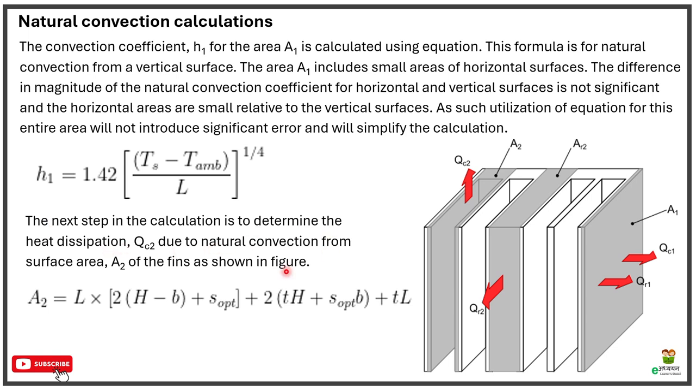Now, the next step in this calculation is to determine the heat dissipation Q2 due to natural convection from the surface area A2. So here we have this surface area A2 on the top. Through this, there will be a convection heat transfer, and for this, we need to calculate the heat transfer. So we have this formula to calculate the area A2. This we have seen earlier, and S optimum is the spacing between the two fins, and small t is the thickness, and B is the base area that we have seen in the earlier slide. So this is the formula for calculating the area A2.